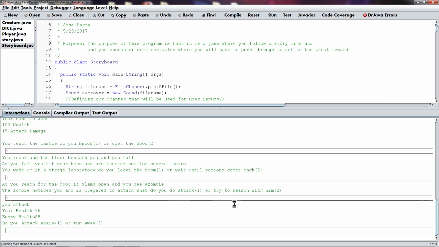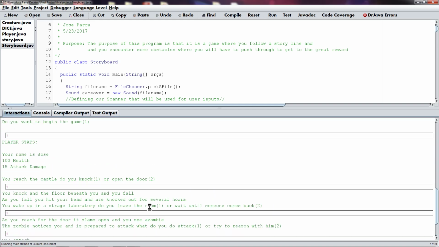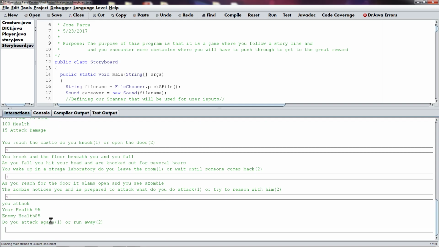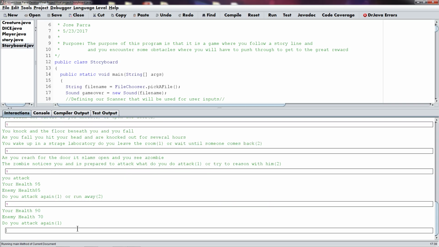So we attack, and this is where we start a combat. Do we attack or do we run away? It prints out the damage that we did and the damage that we took from this enemy. As we see, at the beginning we had 100 health and we do 15 damage. The enemy also has 100 health and does 5 damage. So let's continue fighting, because we can beat someone that does 5 damage. We hit 1 again.